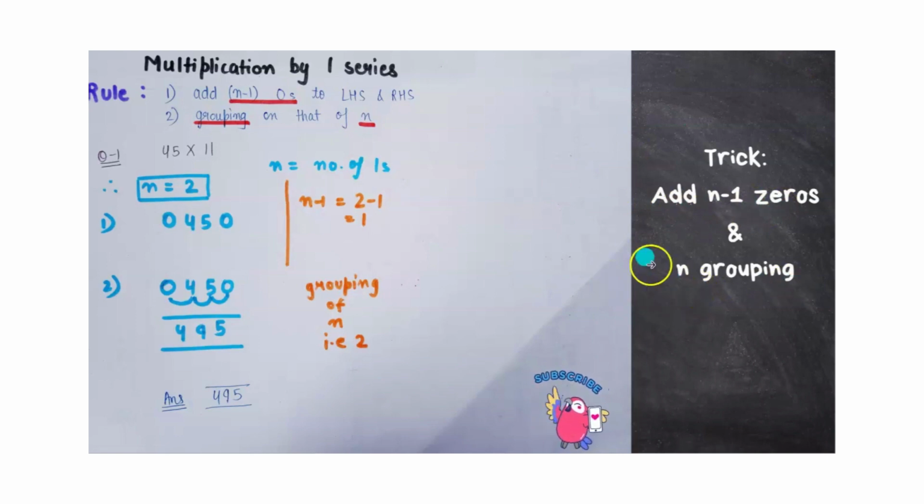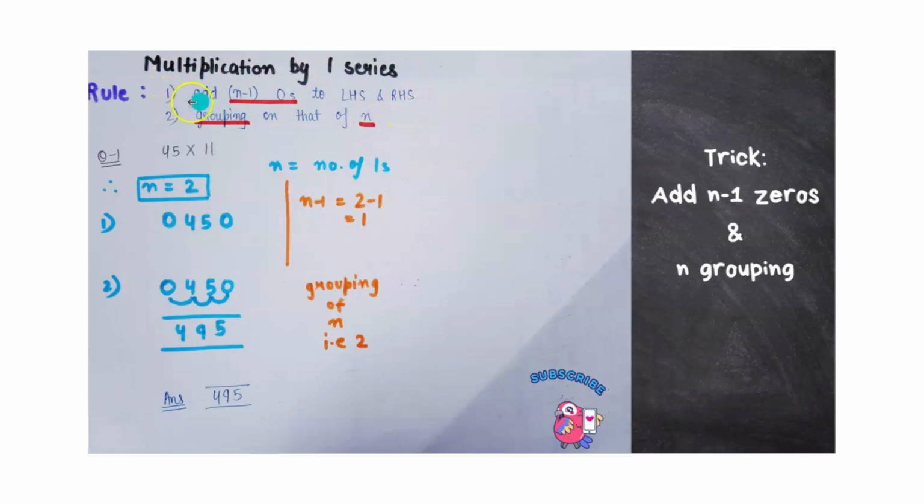So what is n? Here n is nothing but the number of ones by which you are multiplying a number. Like you have a question which says 45 multiplied by 11. So here you have 11. How many ones does 11 consist of? It consists of 2 ones here. Therefore, n will be 2. Okay, fine. Then move ahead to the rules.